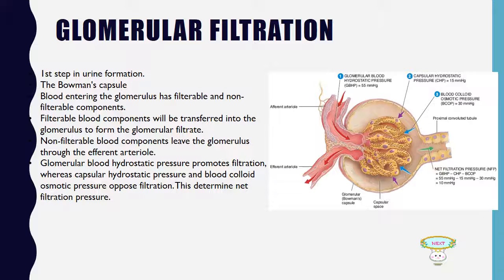Glomerular filtration. Glomerular filtration is a renal process whereby fluid in the blood is filtered across the capillaries of the glomerulus. It is the first step in urine formation. The Bowman capsule, as you see down there in the picture, is the filtration unit of the glomerulus and has tiny slits through which filtrate may pass into the nephron.